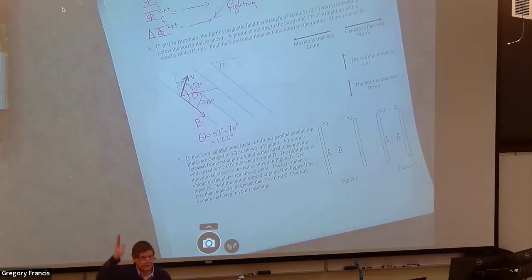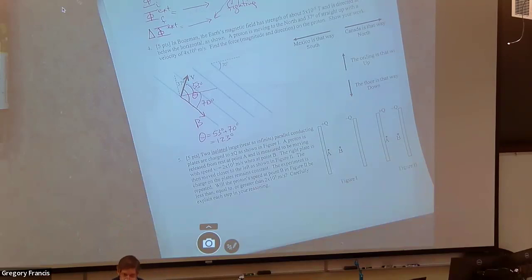Well, what if it's going towards the ceiling? What would that angle be? What if it's going south? What if it's going towards the floor? What if it's going east? What if it's going west? Do those sorts of exercises before you get in the heat of battle at the testing center.